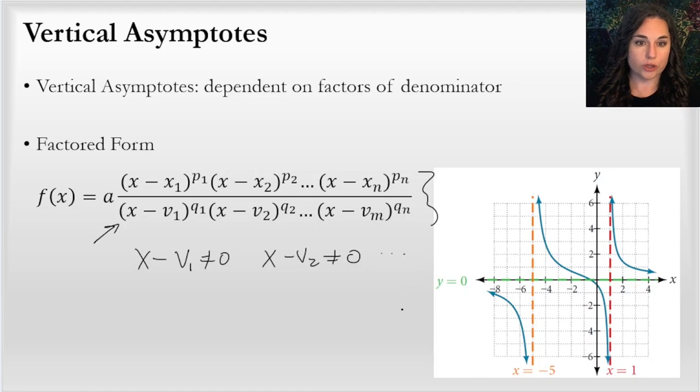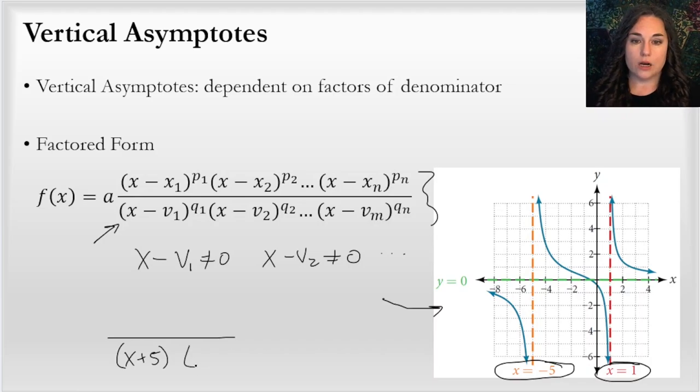So when I look at the graph over here, I can see that I have x equals -5 and x equals 1. So I know those terms down in that denominator must be x plus 5, maybe to a power, and x minus 1, maybe to a power, right? That's what I know. Looking at that graph, those vertical asymptotes come from the factors of that denominator.